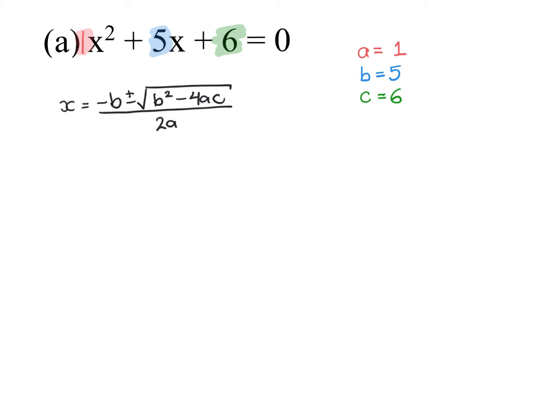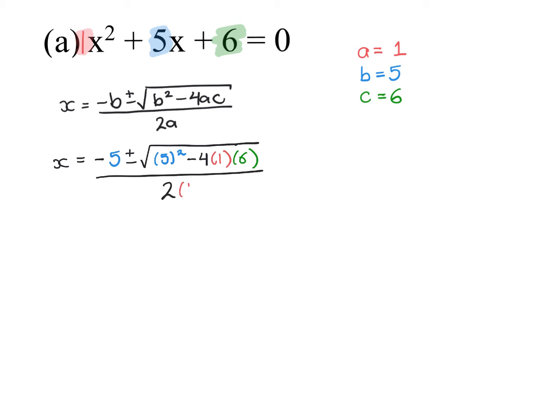Now that we have this, let's actually plug it into our equation. So x is equal to negative, now for b, that's 5, plus minus square root. Again, b squared, meaning 5 squared, minus 4. And let's put in the a, which is 1, and the c happens to be 6. Okay, so that part's done. Now let's write the denominator: 2 and a in brackets is 1.